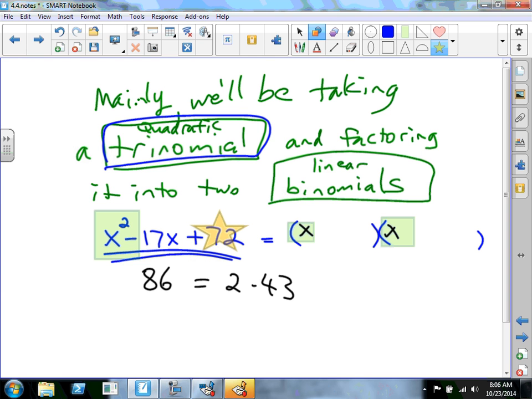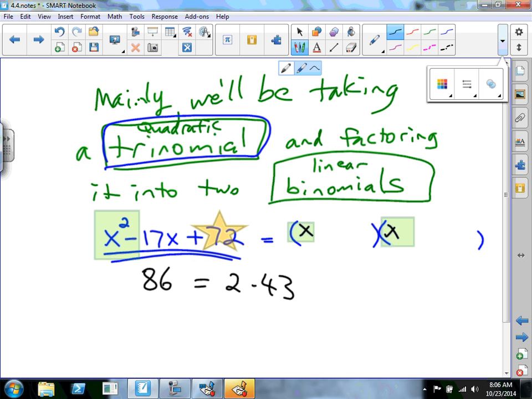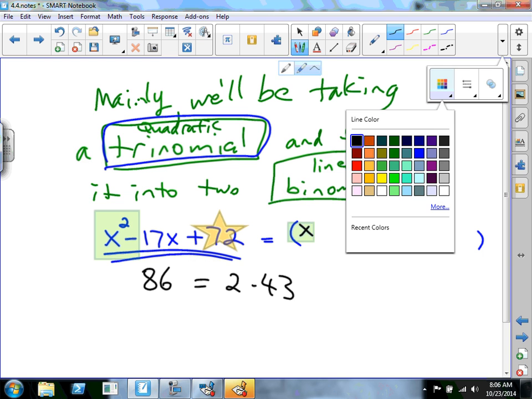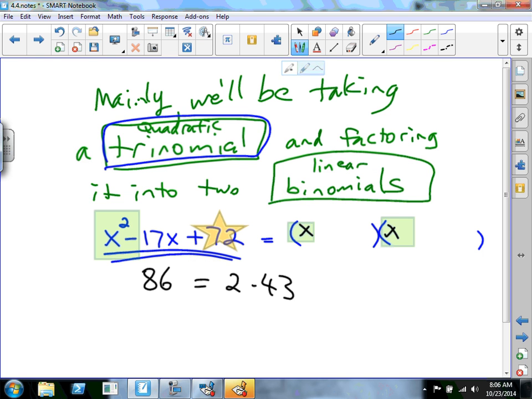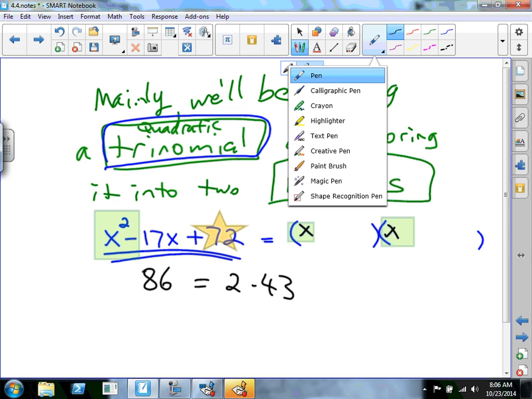When you FOILed, I don't know if you remember this. I hope you do. I'm trying to get my magic marker going here. I don't know where it's at. I'm having one of those days. Just one of them days. Here it is. Here's my magic marker.